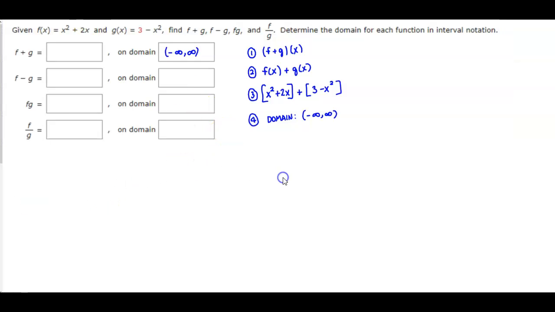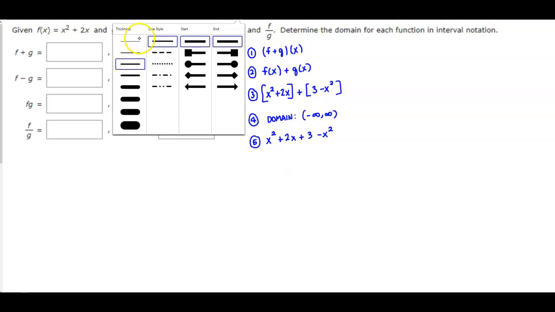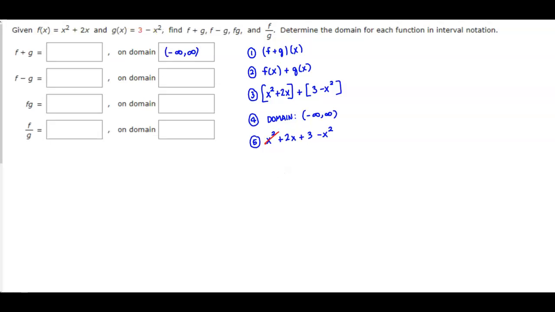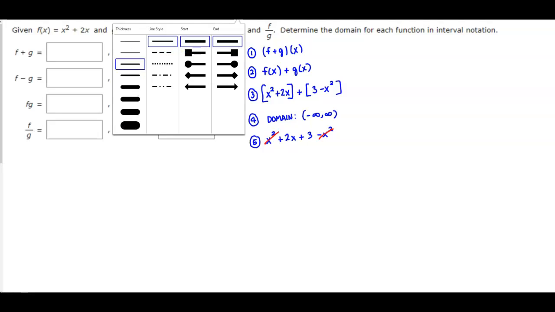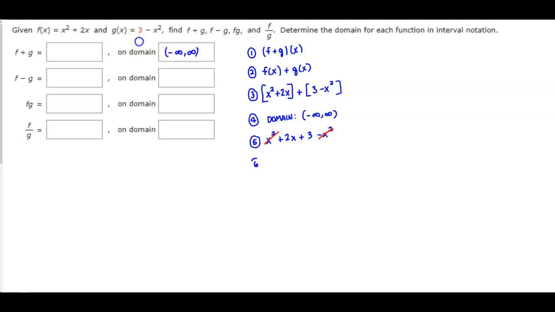Okay, now we're going to simplify, so we're going to combine like terms. So we have x squared plus 2x plus 3 minus x squared. And so combining like terms, we can eliminate the x squareds. And then what's left is 2x plus 3. So therefore, there's our result, 2x plus 3.